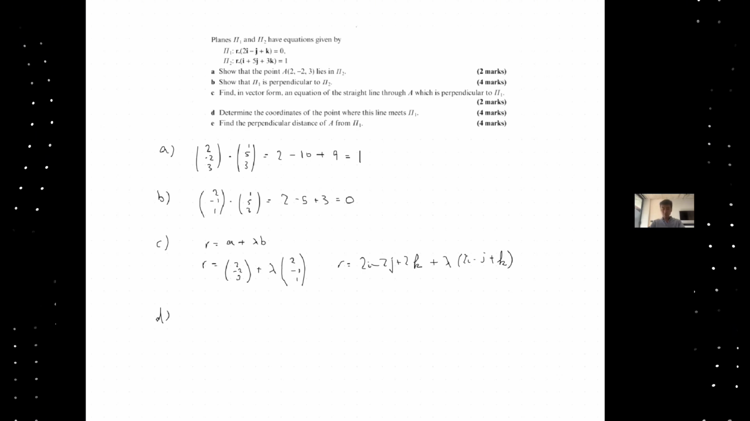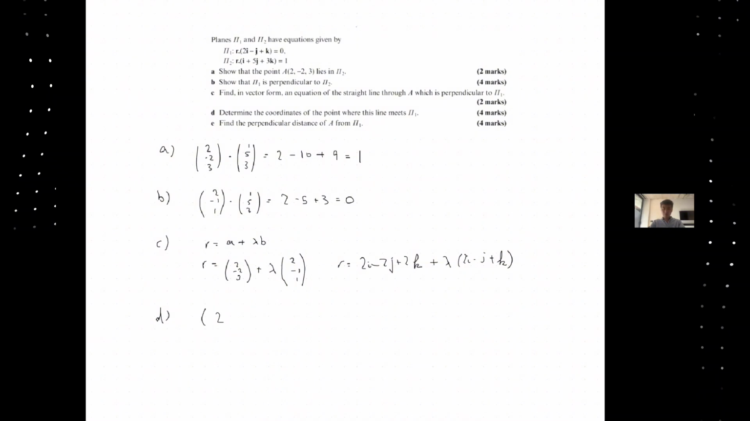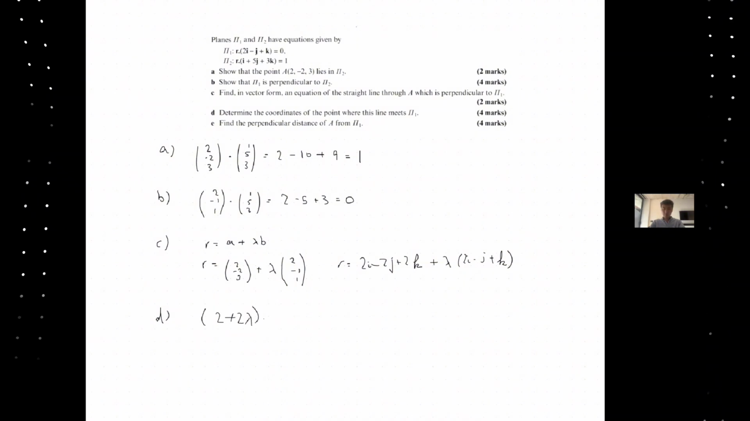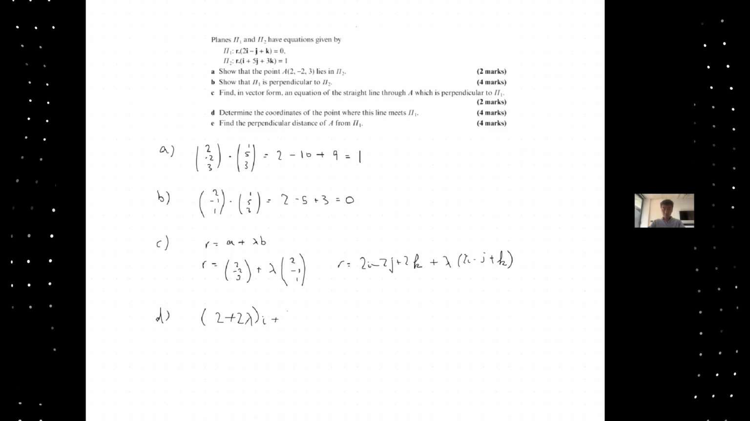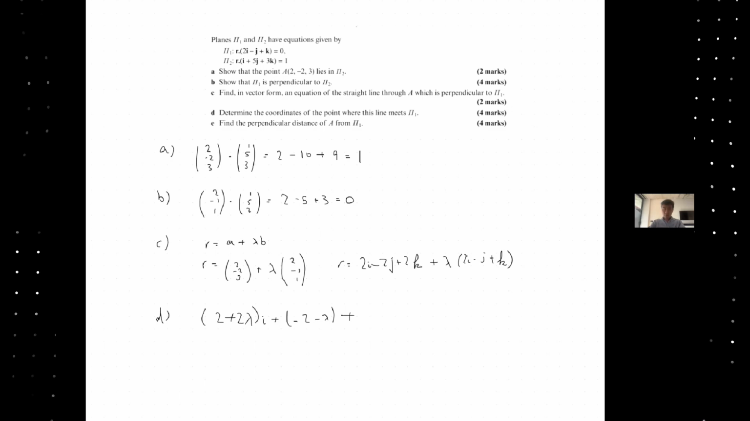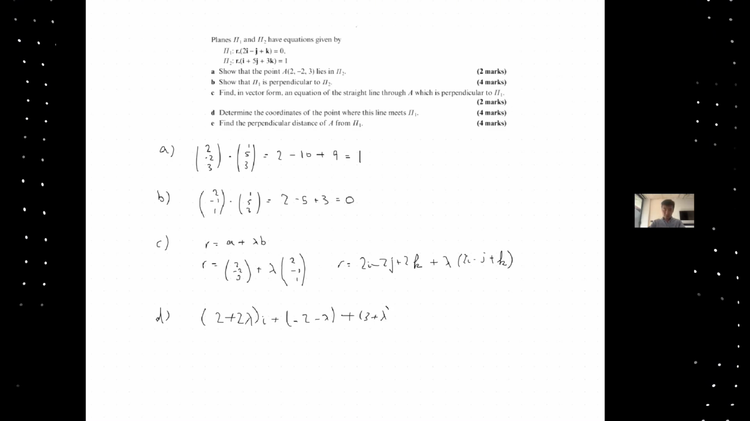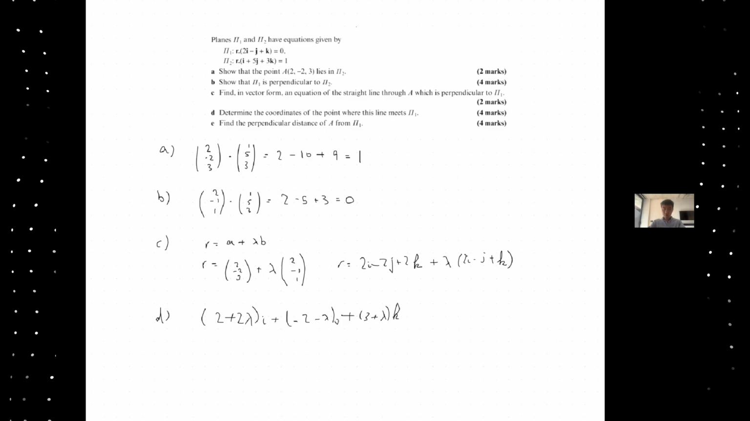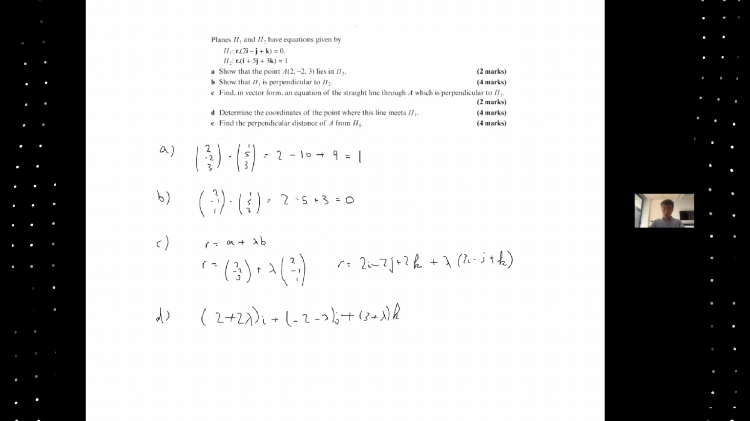So here, what do we have? We have 2 plus 2 lambda for the x, minus 2 minus lambda for the y, and 3 plus lambda for the z. And we could simply put it into the equation. So we say 2 plus 2 lambda is the i, minus 2 minus lambda is the j, and 3 plus lambda is the k. All of this, we can dot with 2i minus j plus k.